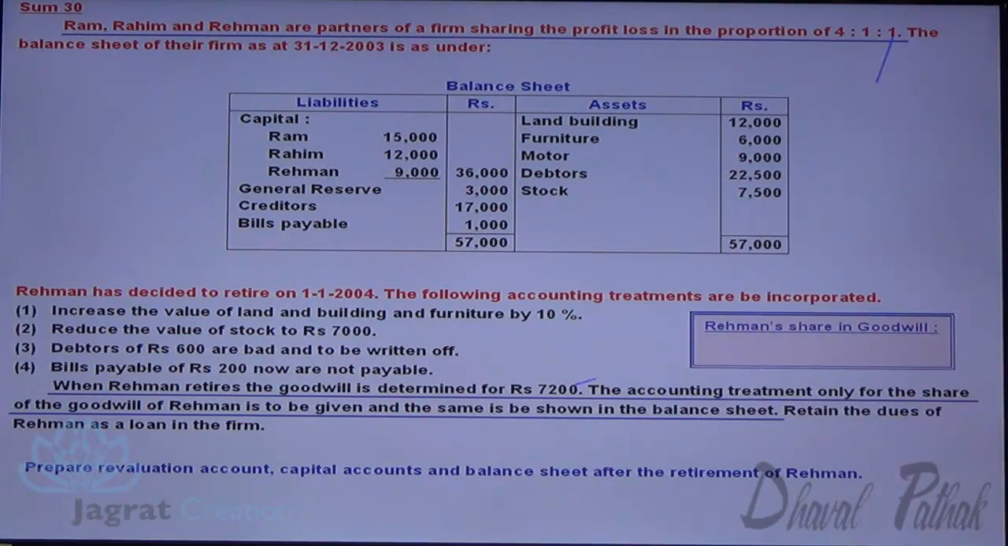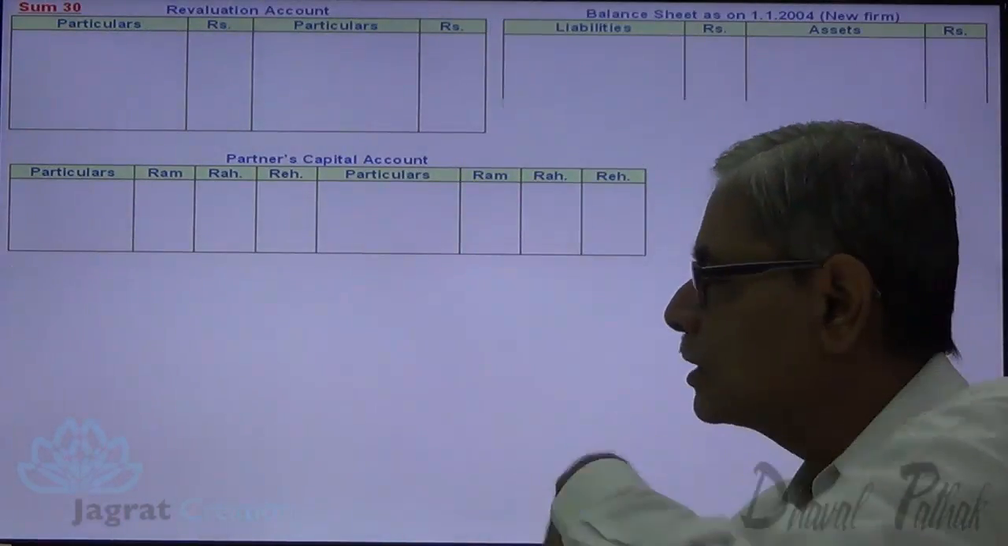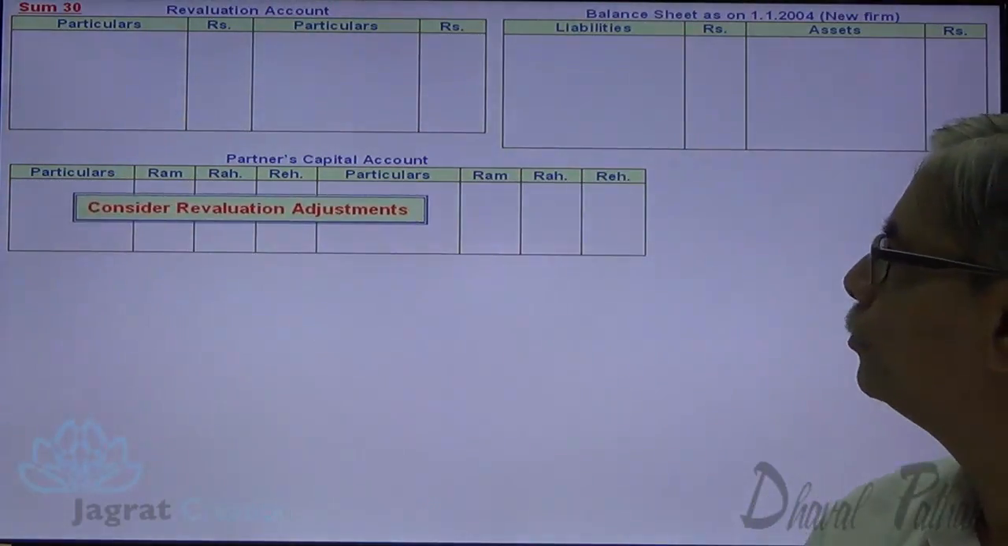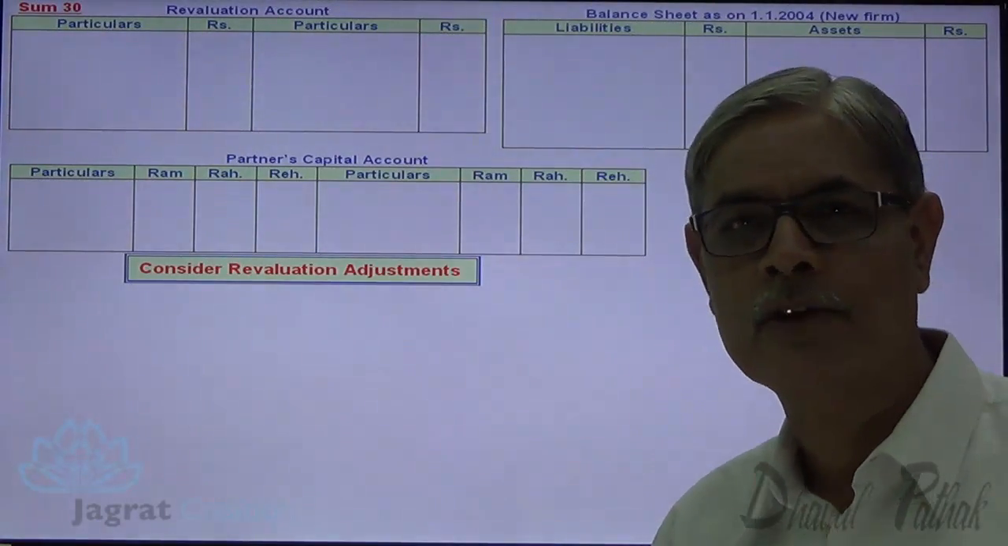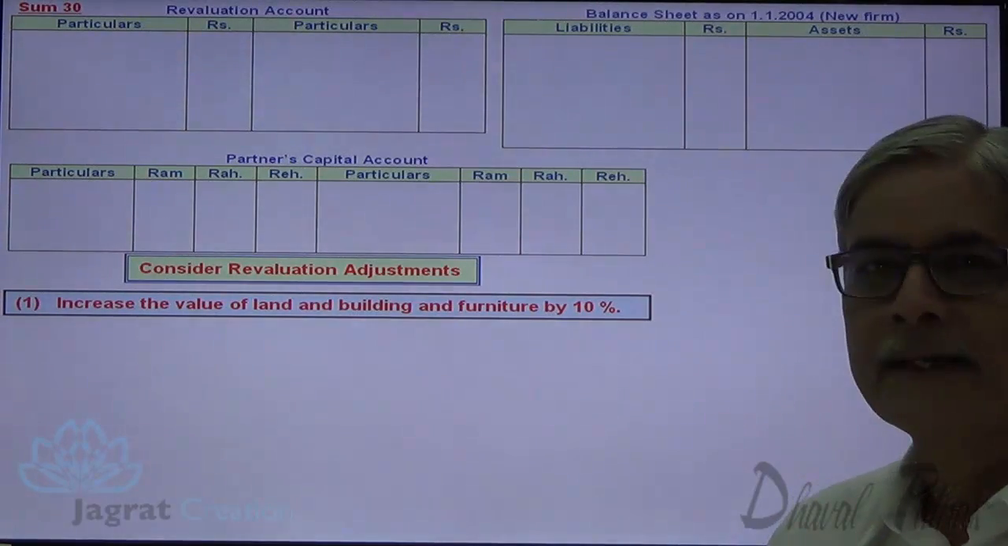Notice, 7,200 into 1/6, 1,200 is the value of goodwill to be disclosed in balance sheet. Journal entry for that is goodwill account debit to Rahman, capital account credit. Now let me prepare all accounts necessary for recording the adjustments. Consider the revaluation adjustment. I always start with revaluation adjustment. Notice, increase the land and building and furniture by 10%.